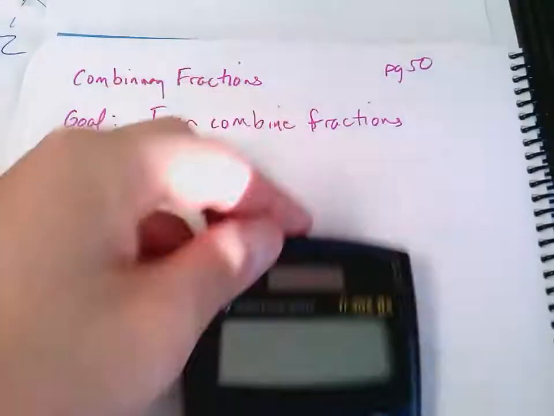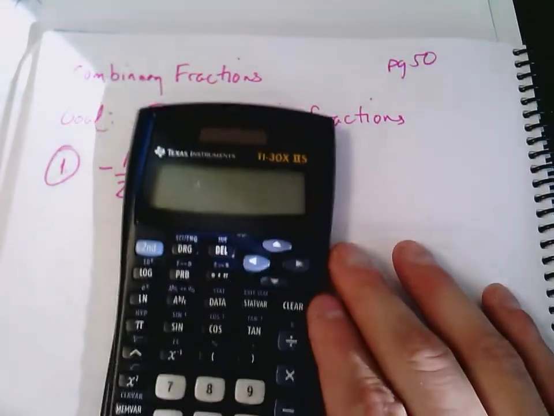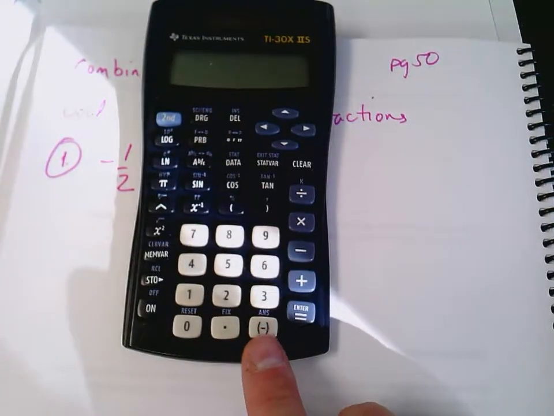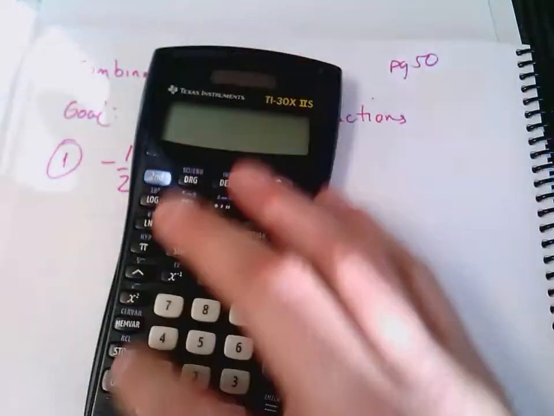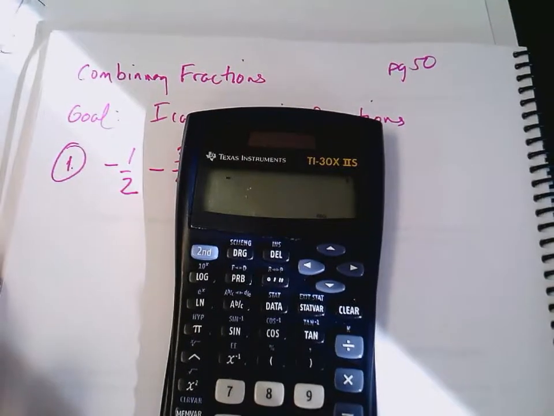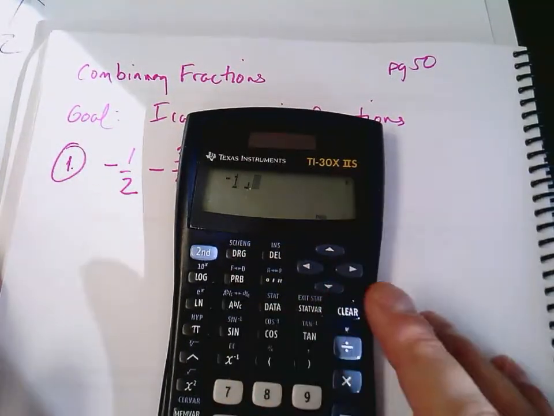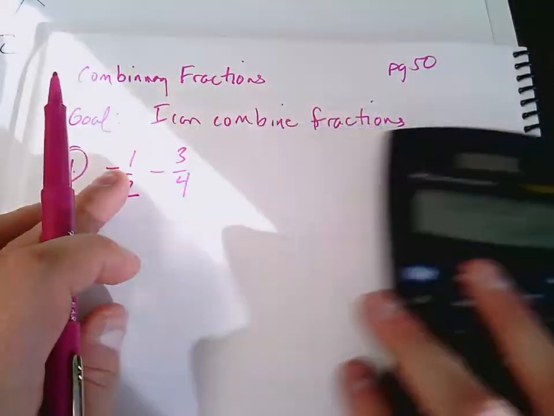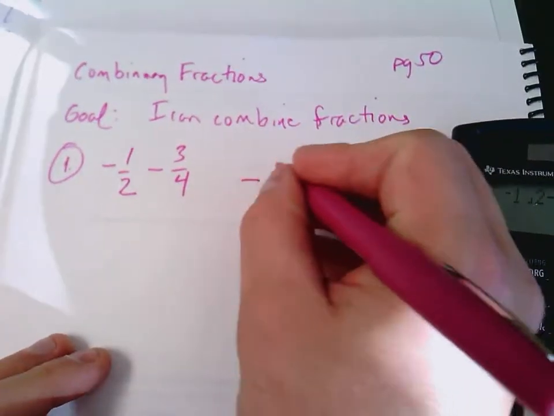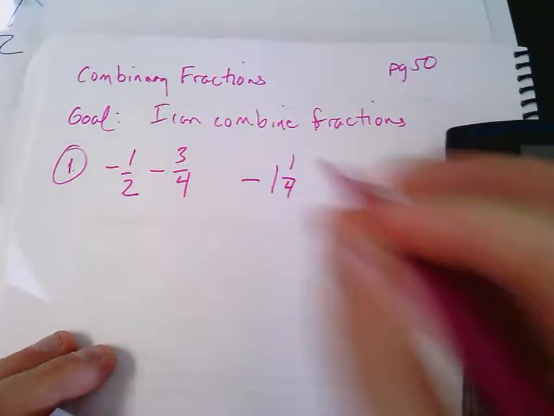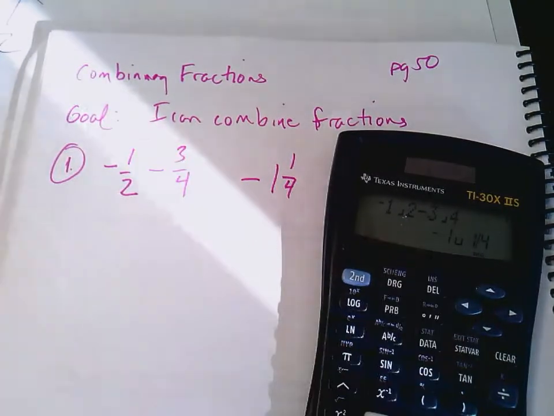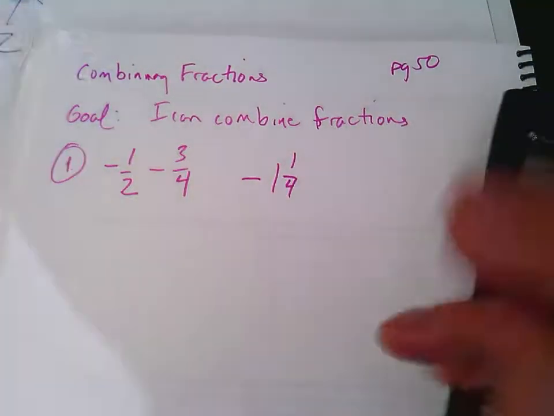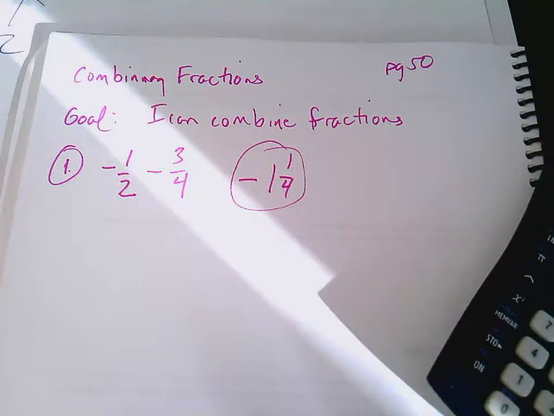We'll take our calculator, and you have to make sure that when you're putting a negative in to start with, you use this button down here. Press negative. It helps if you turn it on first. Negative 1 ABC 2 minus 3 ABC 4, and we get negative 1 1/4. Don't forget that there is that negative there, so you have to write that down. Done. That's all there really is to these problems.